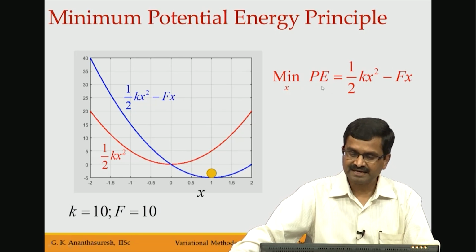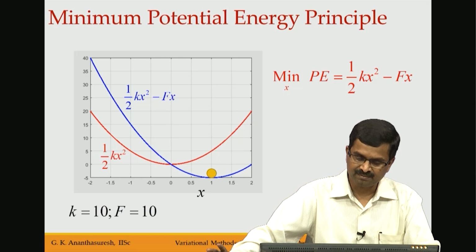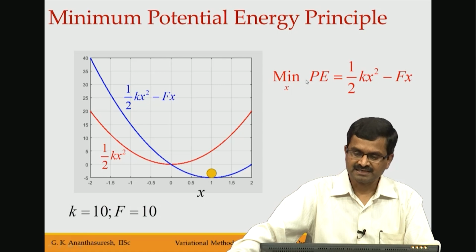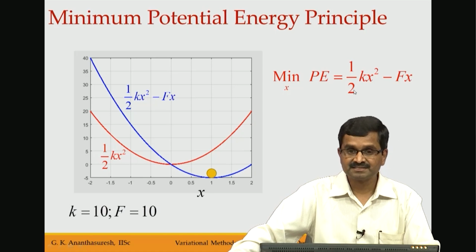Here we have a scalar, not a vector, the potential energy, whether it is 1 dimension, 2 dimensions, 3 dimensions, any dimension, whether it is rigid or elastic. This potential energy will always be a scalar. That scalar quantity is being minimized with respect to the variable that you want to find, and you get the answer that way by solving an optimization problem.